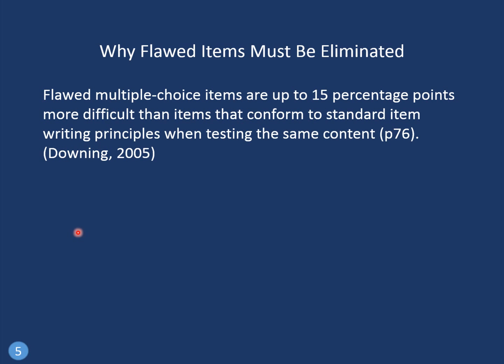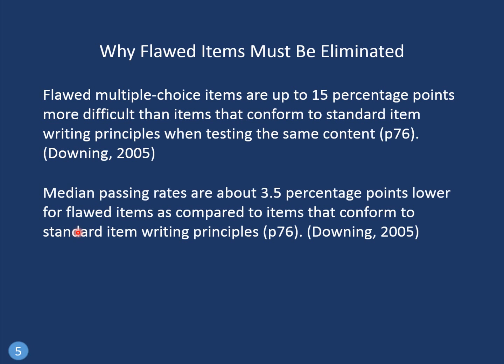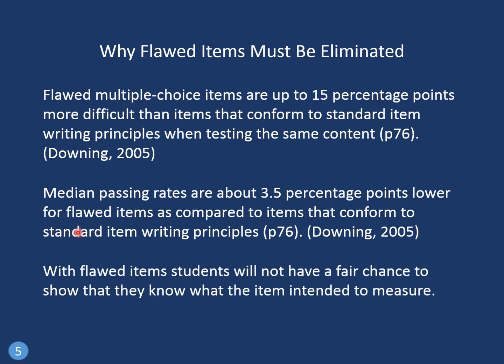So we might have some flawed items, and why would we want to get rid of them? Well, the research shows that flawed multiple choice items can be up to 15 percentage points more difficult than when item writing rules were followed. And that would make values like the median passing score lower. And in this case, the research showed it was 3.5 percentage points lower. So students who are taking these flawed items don't have a fair chance to show what they know, and they're not really being addressed by what was intended by the item.